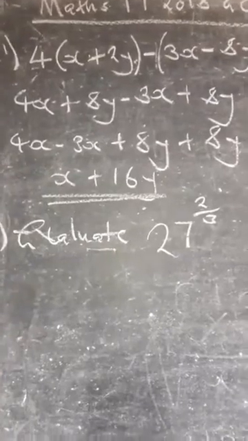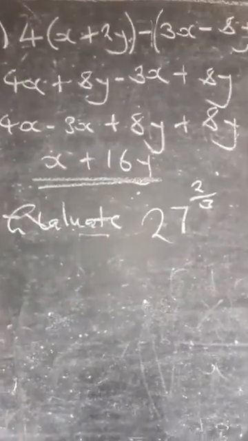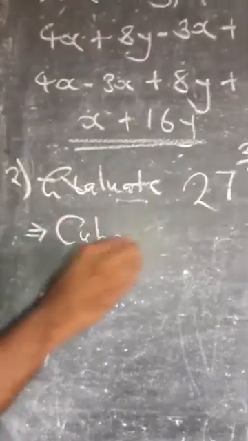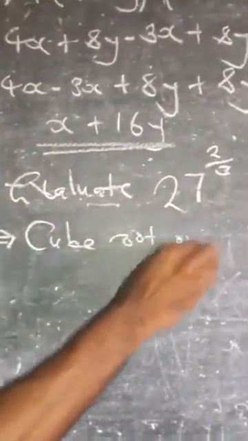27 to the power 2 over 3. That means number 1, you find the cube root of 27.